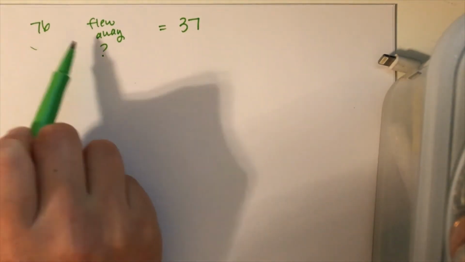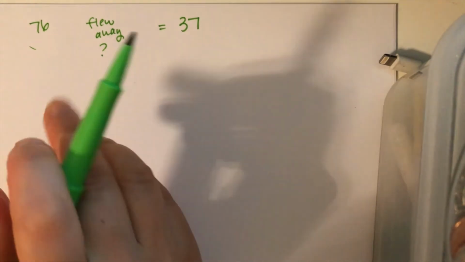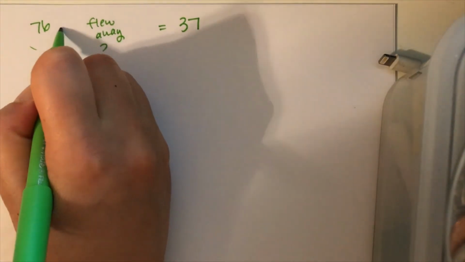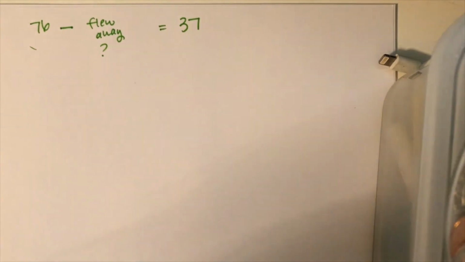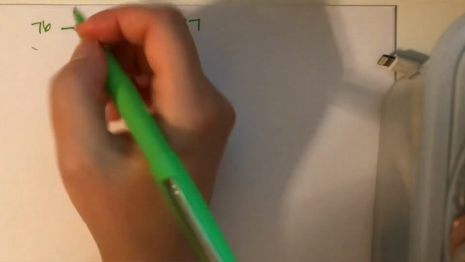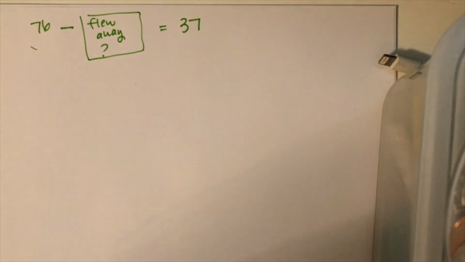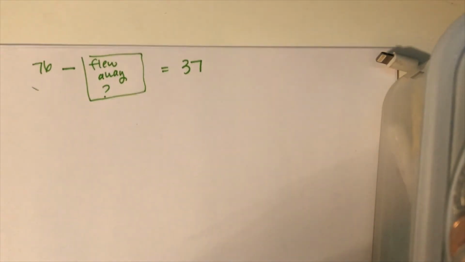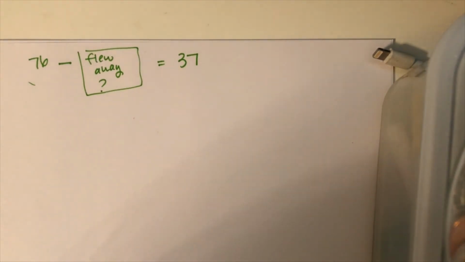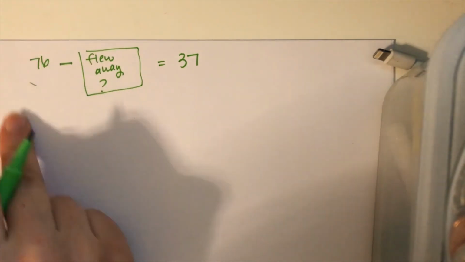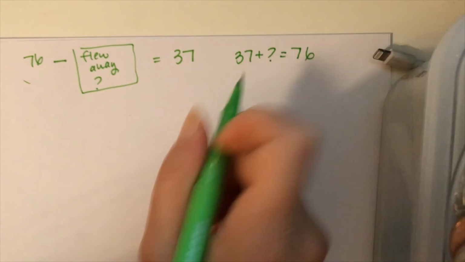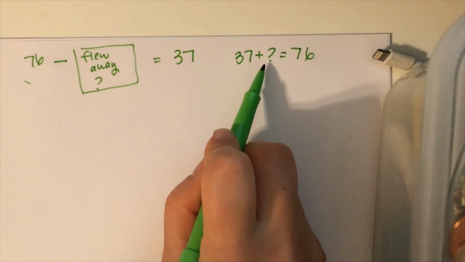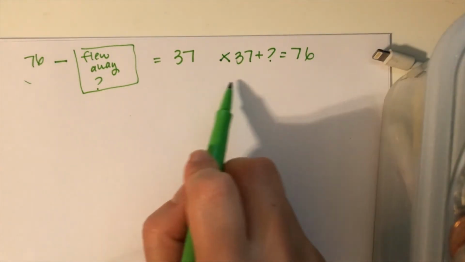I had 76. Some flew away, which means they went away, which tells me that we probably subtracted and then we got 37 left. We need to figure out how we're going to find this part out. So I'm going to try to rearrange it into different addition sentences or subtraction sentences so we can figure this out. So this is a whole, maybe we can add. So if we add 37 and question mark and get 76, is that going to help us find that though? So I don't think this is our number sentence.